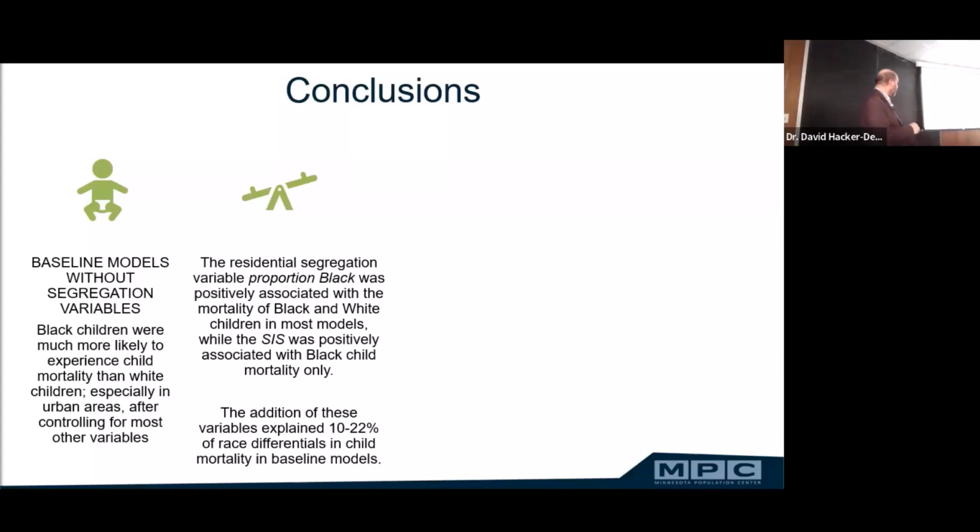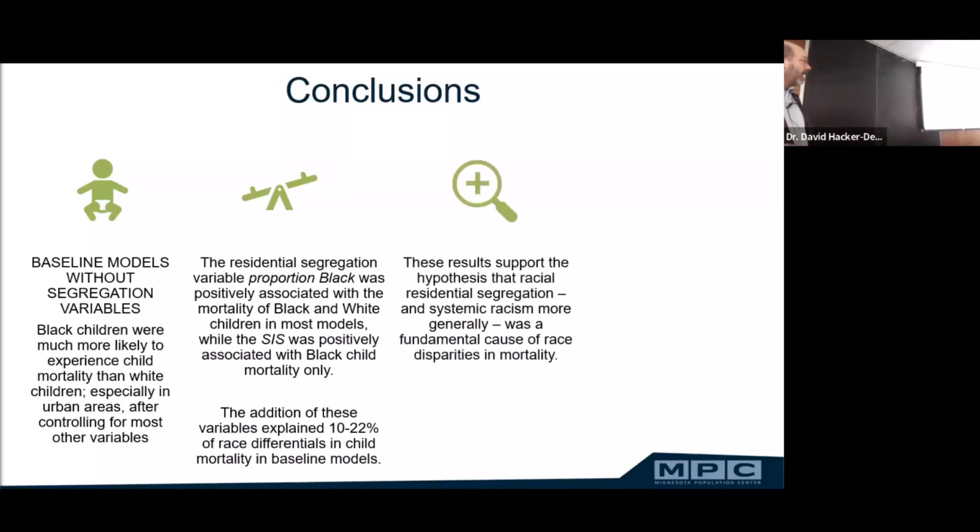And that, if you look at 1900 as well, which I didn't show you, we can explain some 10 to 22% of the race differentials in mortality. I think, and you can push back on this, these results kind of support the hypothesis that racial residential segregation is a fundamental cause of race disparities in mortality, right? And more generally, systemic racism.